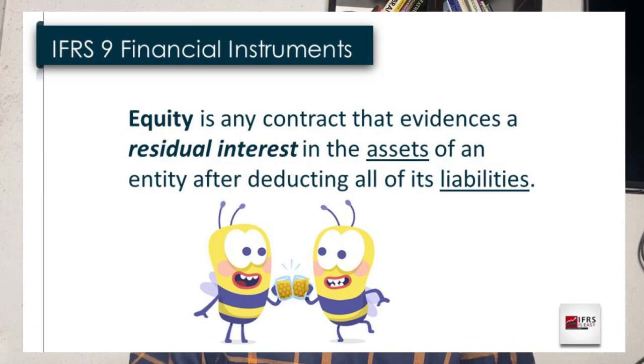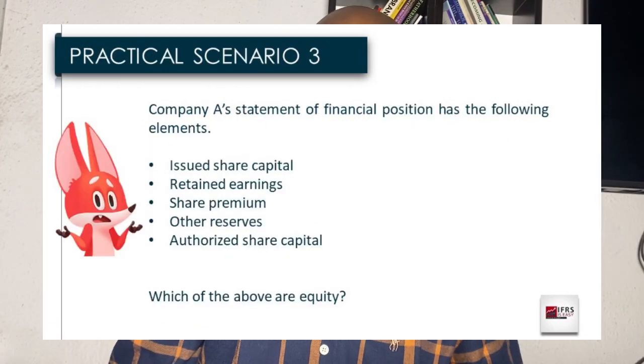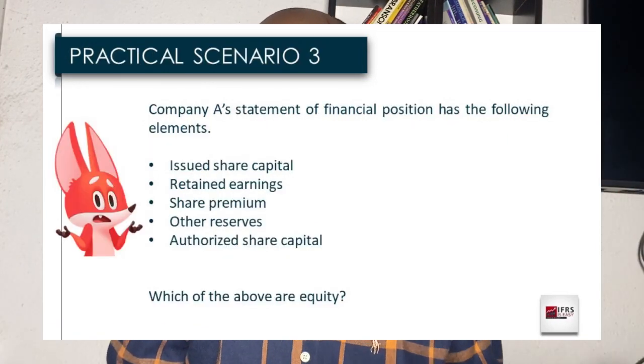Equity is any contract that evidences a residual interest in the assets of an entity after deducting all of its liabilities. That is our basic accounting. Equity is assets minus liabilities. That is what this just tells us. So let's look at this. Company's statement of financial position has the following elements. Which of the above are equity?